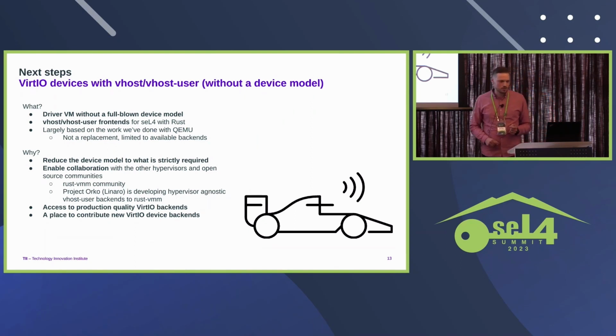There's also an interesting project called Project Orko, which is a Linaro project and a successor of Project Stratos. These guys are developing hypervisor-agnostic vhost-user backends for Rust VMM, and they are also working on Rust VMM support for Xen. So we see that as an interesting project, and we are following it closely.